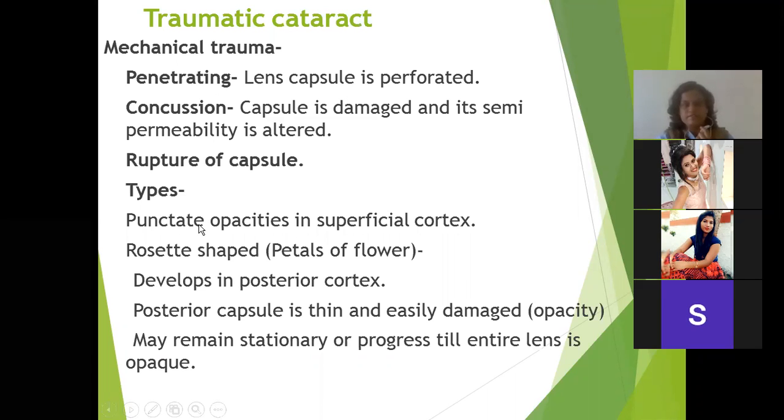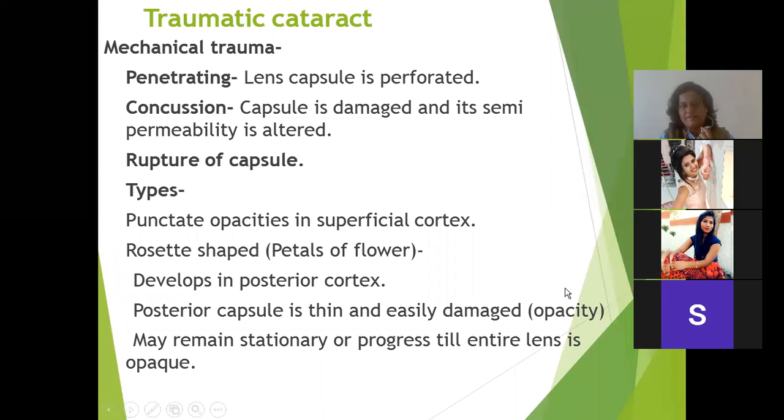So, what are the types of rupture? There is punctate opacity in the superficial cortex, rosette shaped, that is like the petals of a flower, which then develops in the posterior cortex. The posterior capsule is thin and easily damaged, so this form of opacity may remain stationary or progress till the entire lens is opaque.